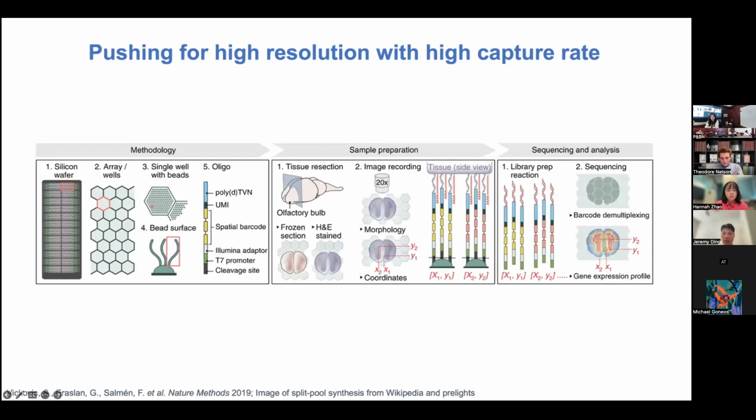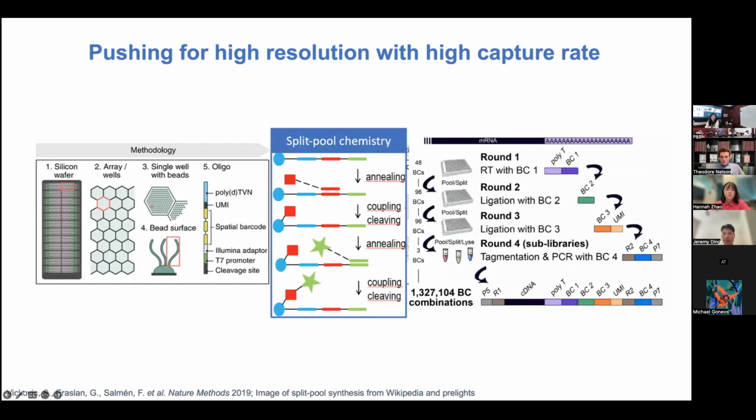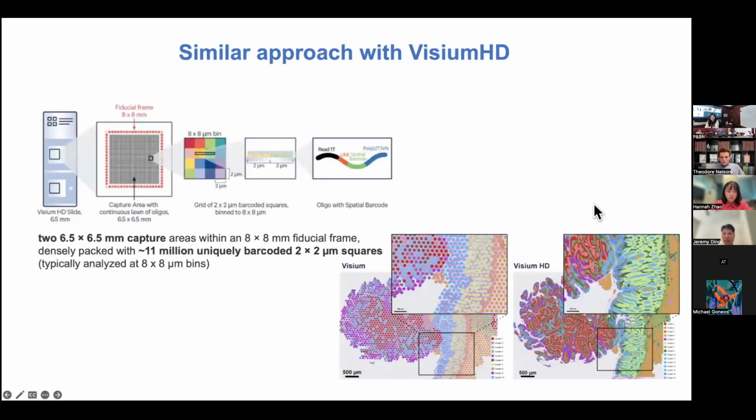There has been a lot of push in terms of higher resolution, especially after I talked about 55 micron, and 10 micron is not enough for a true single cell. I think the original developers of Visium used split-pool chemistry, where you're basically barcoding, and every round you're adding information so that you can have multiple combinations without having all of these barcodes pre-allocated, and which has become a backbone for Visium HD.